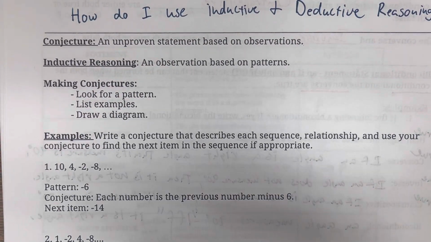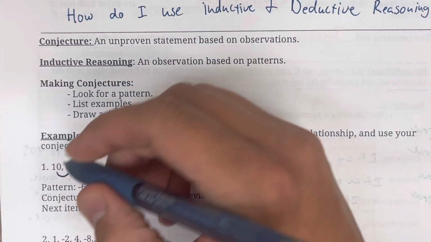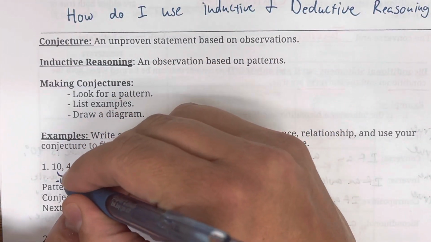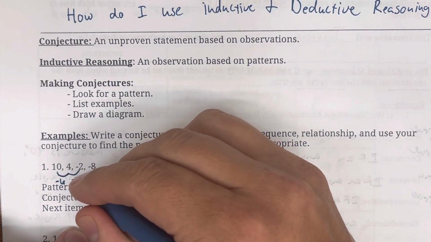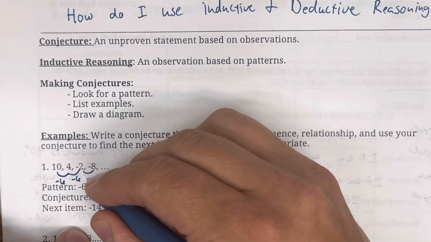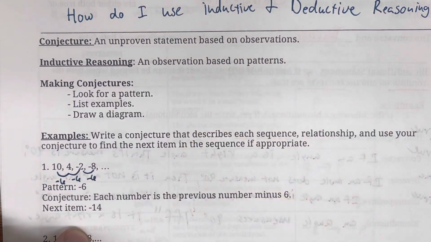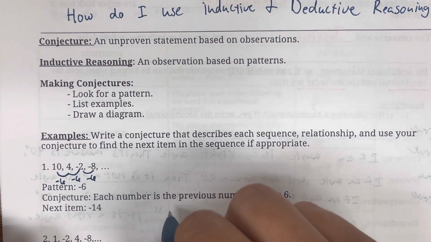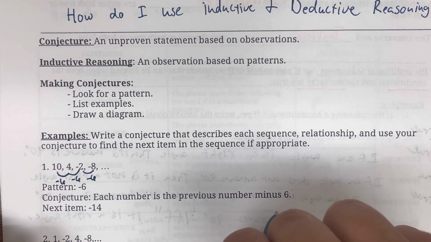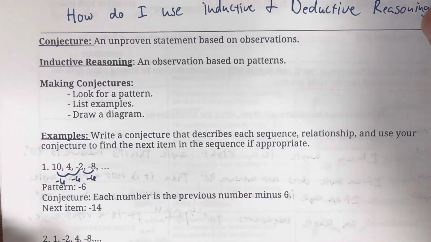So in this pattern, I can see that we went from 10 to 4. Well, the way I think I can get from 10 to 4 is to subtract 6. In a similar manner, from 4 to negative 2, I'm also subtracting 6. So the pattern is we're subtracting 6. The conjecture I could form is each number is the previous number minus 6. So the next item would be negative 14.